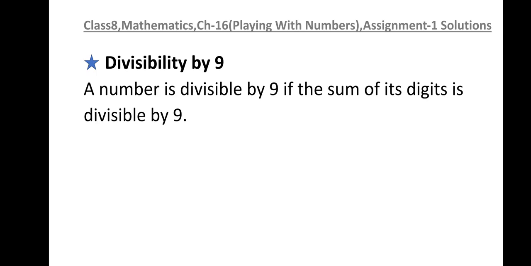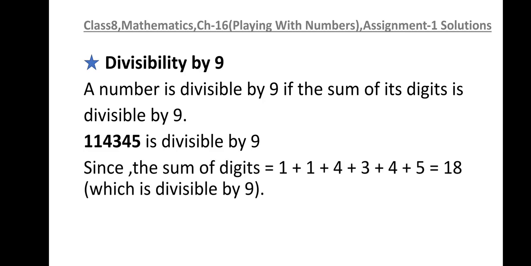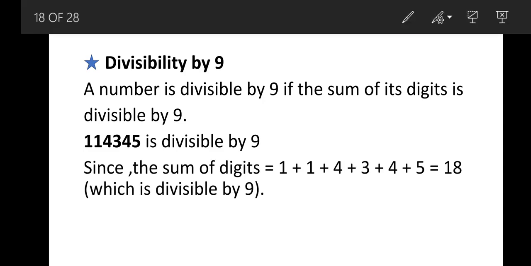Here I am directly telling you the answers, but you are supposed to find it yourself whether the sum of the digits in every option is divisible by 9 or not, and then keep on solving it, and then you will be concluding it. So taking the sum of these digits, it will be 1 plus 1 plus 4 plus 3 plus 4 plus 5, total will be 18, which is divisible by 9. So we can say that the given number is divisible by 9.